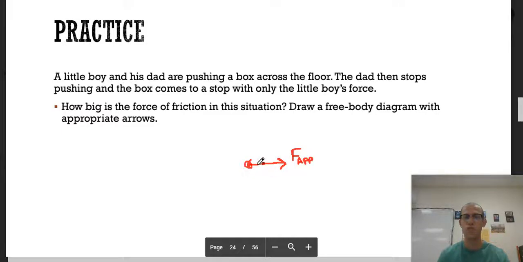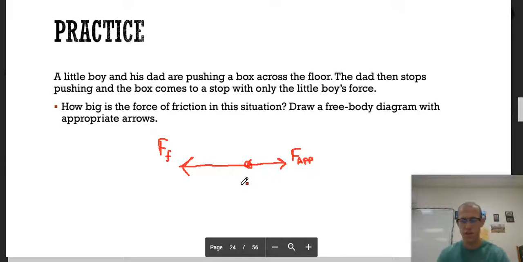The force of friction is also opposing this. Because the box is coming to a stop, that means the force of friction has to be bigger than the force applied. So the force of friction, which in this case would be kinetic friction, is bigger than the applied force due to the boy.